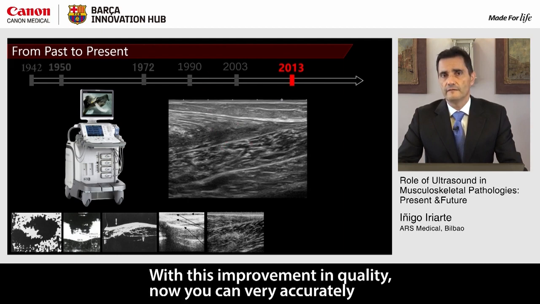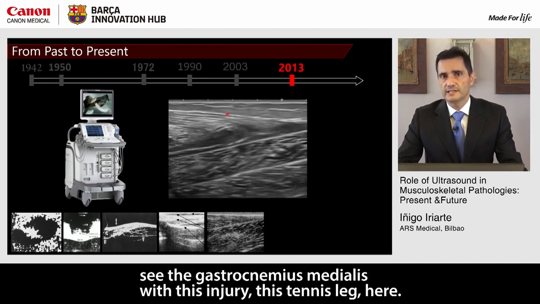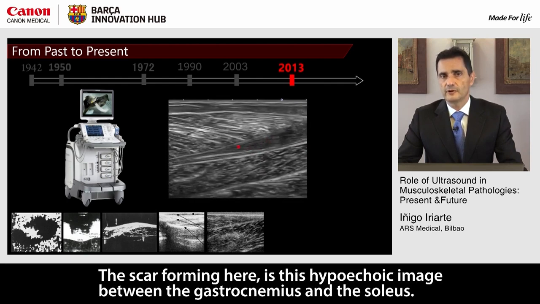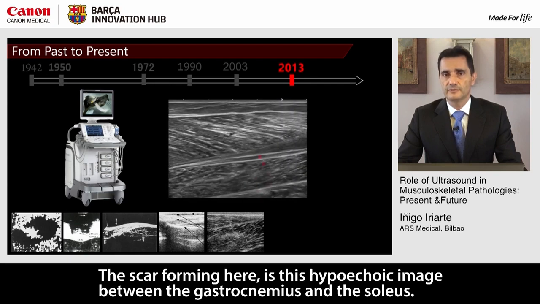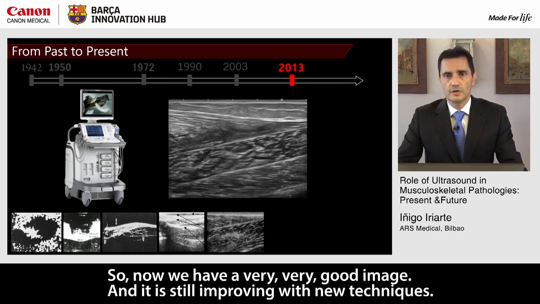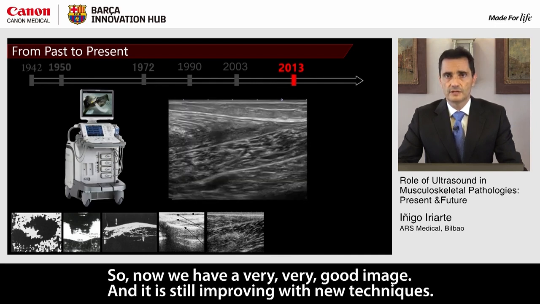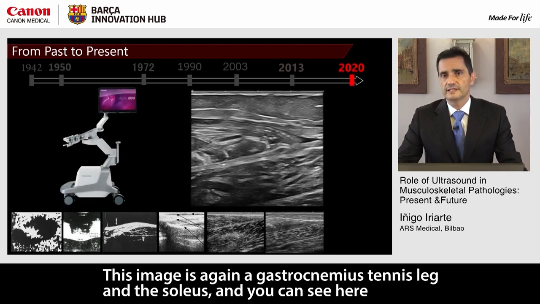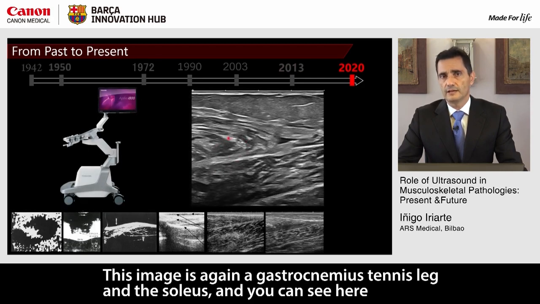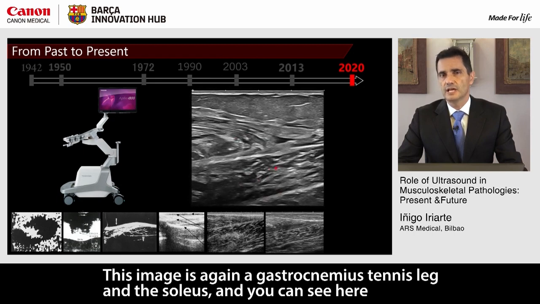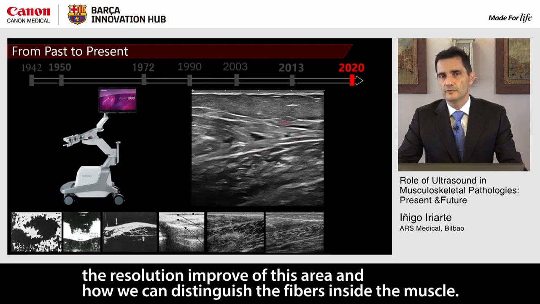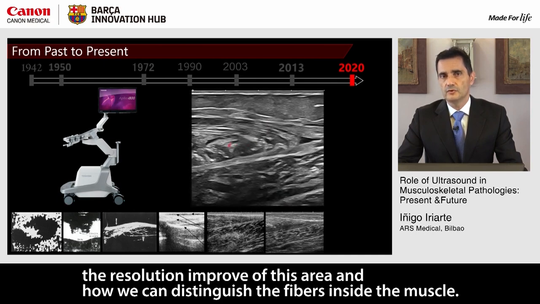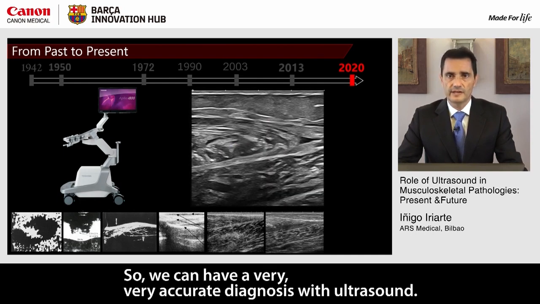Now you can see very accurately the gastrocnemius medialis with this injury, this tennis leg, the scar forming here with this hypoechoic image between the soleus and the gastrocnemius. So now we have a very good image, and it's still improving with new techniques. This image is again a tennis leg and the soleus, and you can see the improved resolution of this area and how we can distinguish the fibers inside the muscle, so we can have a very accurate diagnosis with ultrasound.